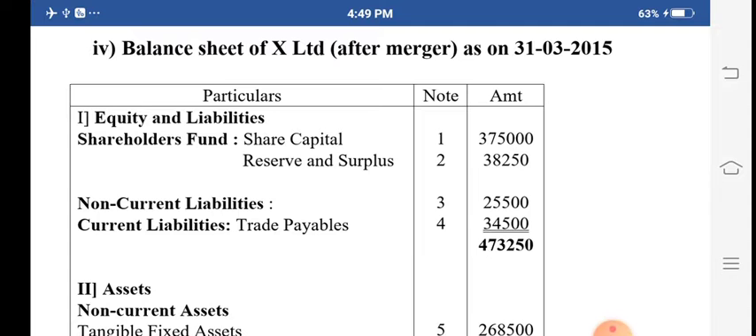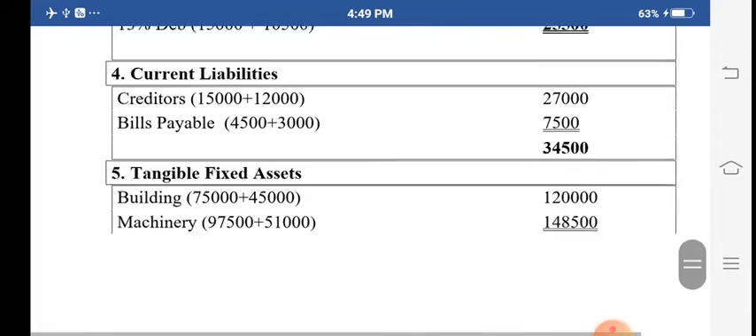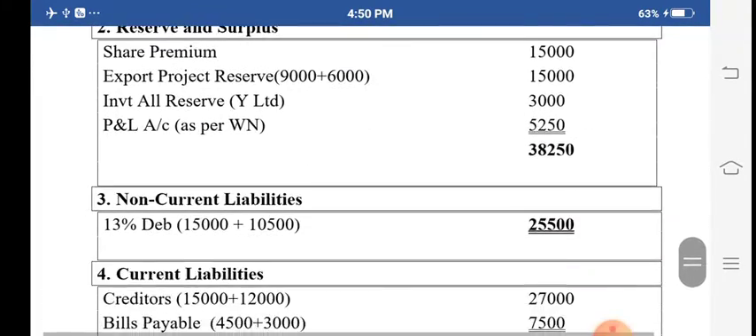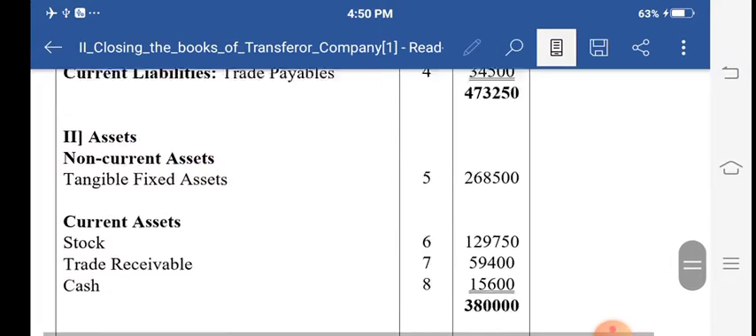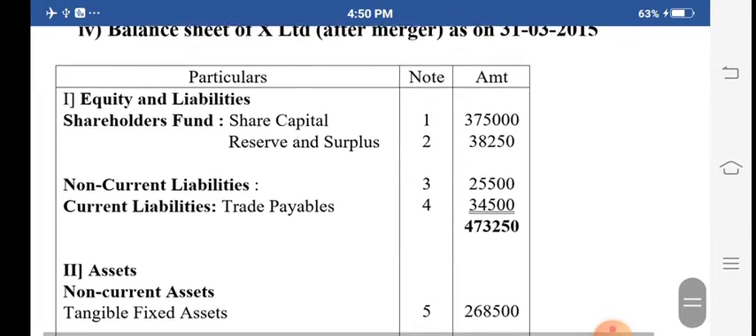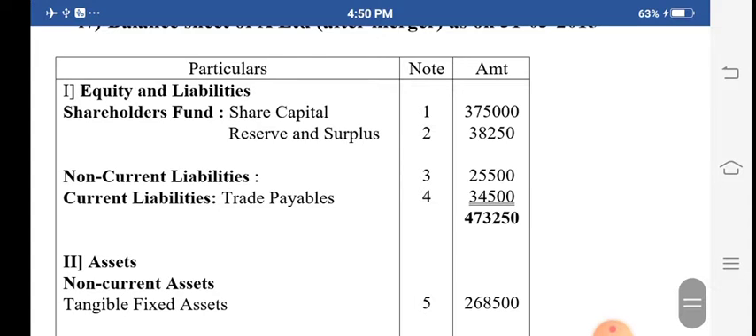The note is given also, and according to the notes we will see this. I prepared the notes here also. While solving the problem you will understand this. Now see the equity and liabilities, shareholders' fund, under that share capital, and note number 1.